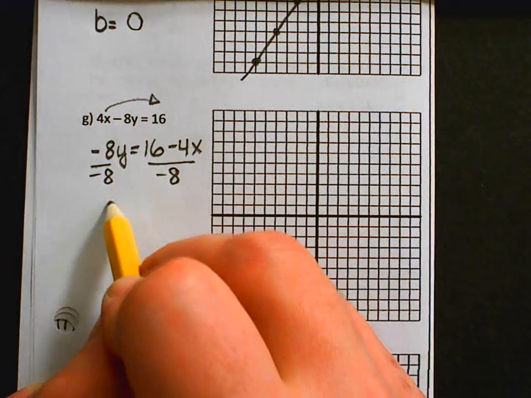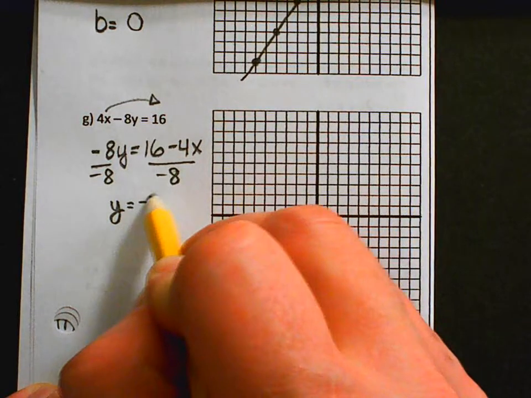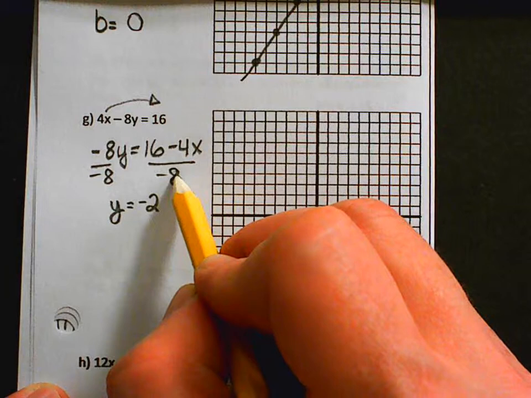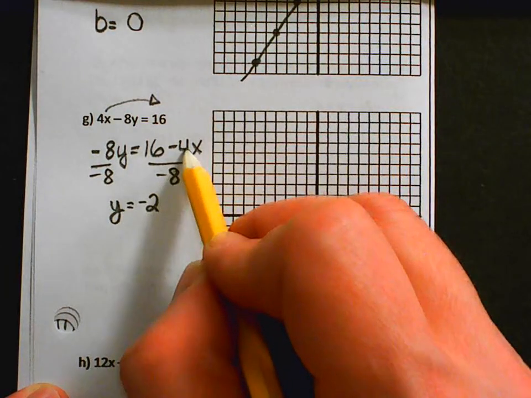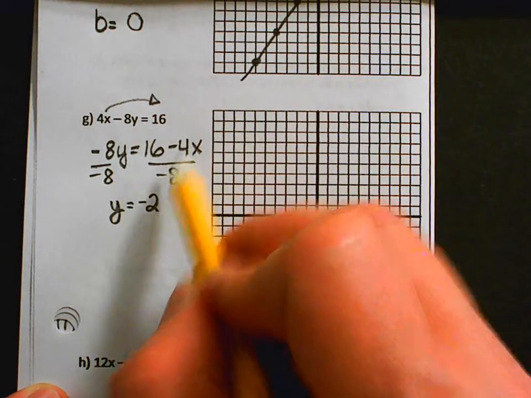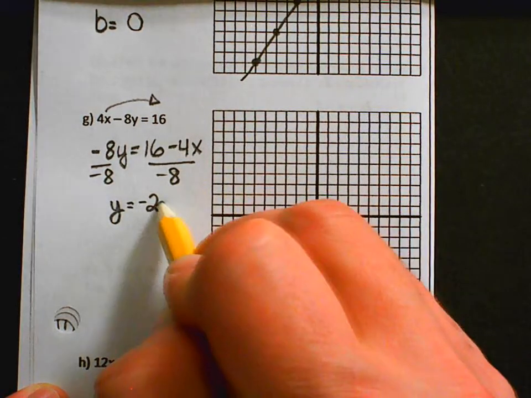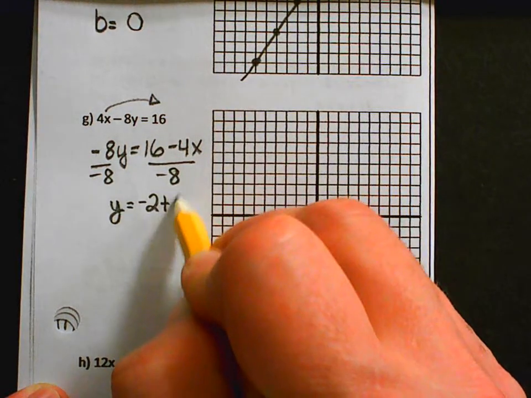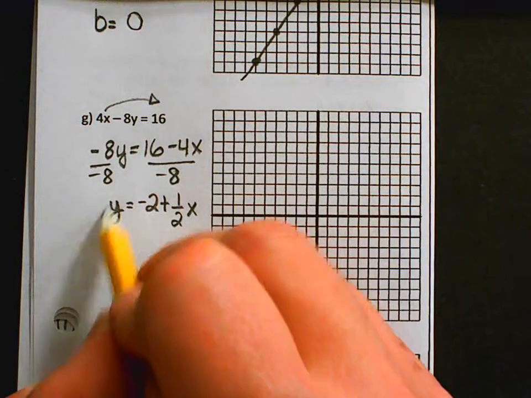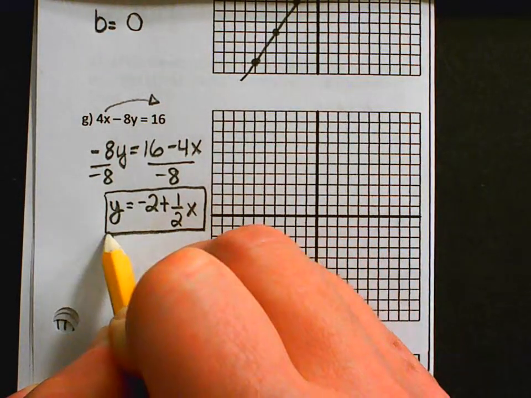And when I divide by negative 8, y equals 16 divided by negative 8, which is negative 2. And can I divide 4 by 8? No, I cannot. Can I reduce the fraction? Yes, you can. What number can I divide 4 and 8 by? I can divide both numbers by 4. So that means this becomes positive 1 over 2x. Alright, so that's my equation.